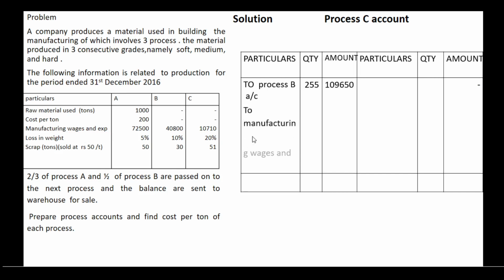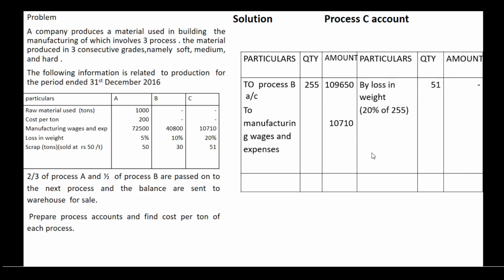And the next one, that is the manufacturing wages and expenses. To manufacturing wages and expenses, the amount for the process C is 10,710 rupees. And the next, losses. The loss in weight for the process C is 20%. So it is calculated on the input unit, that is the 255. So by loss in weight, the input units are 255, the percentage is 20%. So 255 into 20 divided by 100. So now the quantity is 51 tons.